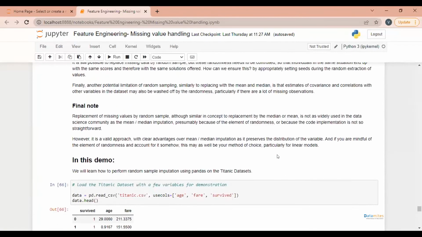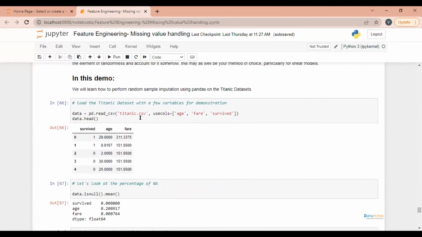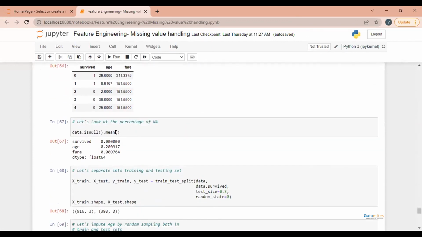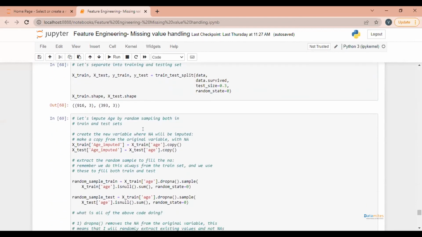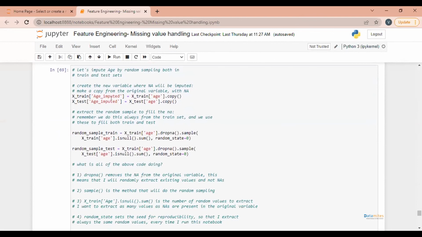You see over here, we have used the Titanic dataset again. We have only taken survived, age, and fare here. And we'll see the percentage of missing values in the case of age is around 20. We'll split the dataset into training and testing. We will create a copy of it first, okay, so that the original column is not distorted.